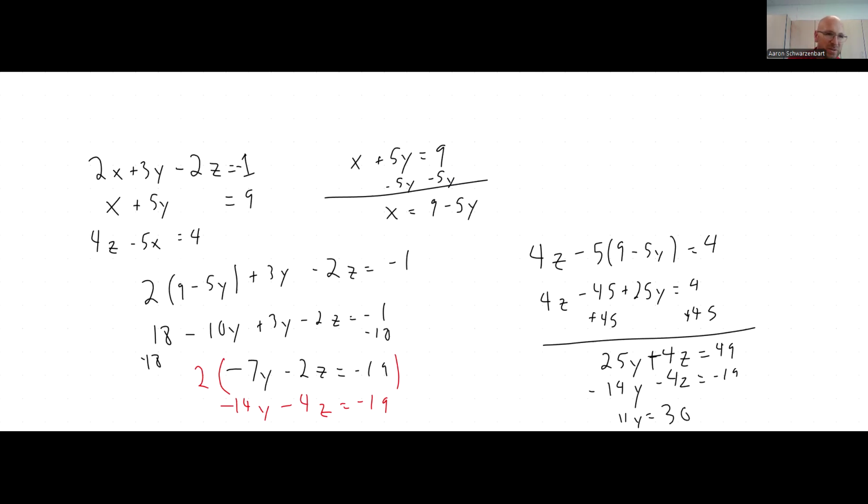I am not doing so well on my multiplying. Okay, going back to this equation, I got distracted by the fact that I screwed up the sign. 2 times negative 7y is negative 14y. 2 times negative 2z is negative 4z. 2 times negative 19 is negative 38. So let's fix my equation. Negative 14y, the 4z's cancel out. 49 minus 38 is 11.